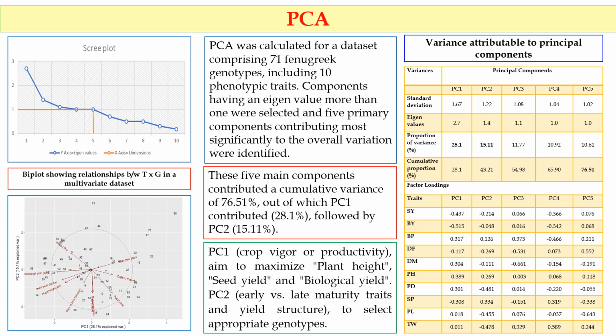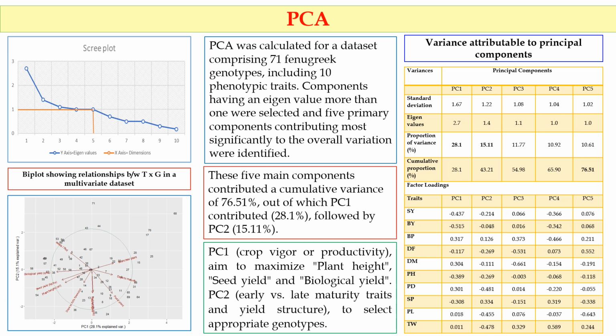Now coming to the biplot. The biplot visualization allows for diverse interpretations. The traits with the longest vector in the direction of principal component 1 were the most influential, that is plant height, then seed yield and biological yield, while principal component 2 was favorably impacted by pods per plant, branches per plant, days to maturity and days to 50% flowering.